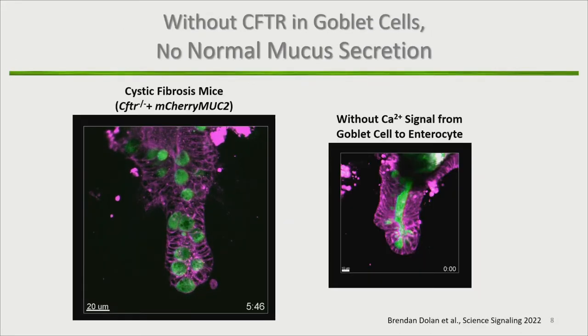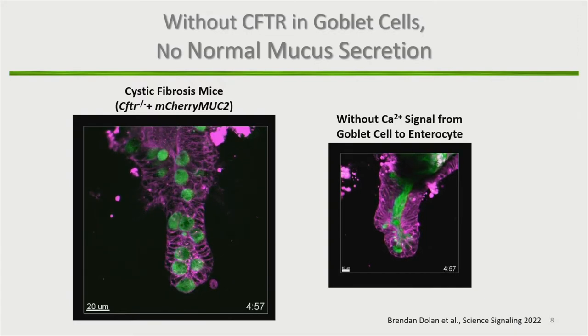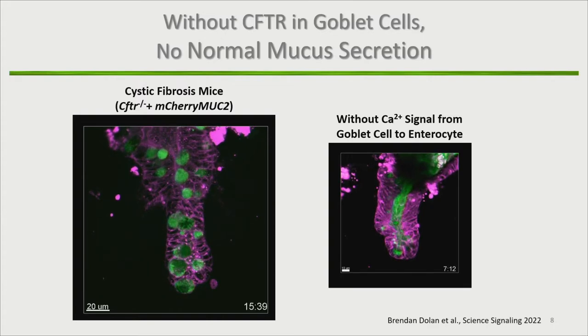And if you then make this type of enteroids from the knockout mice or the delta F508 mice, and you stimulate, you see that there's something happening in the goblet cells, but not in the normal way. They don't come out into the lumen, so they really don't empty, showing that the CFTR is needed in the goblet cells to have a normal function.